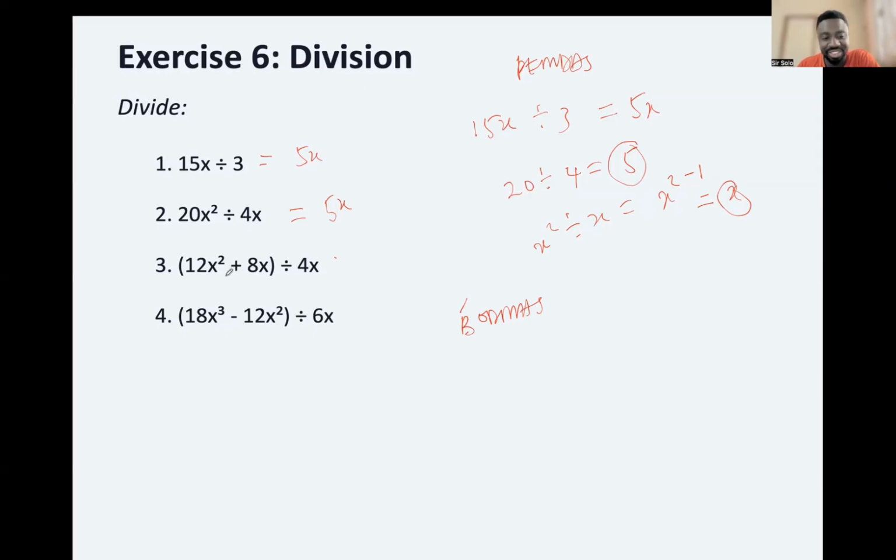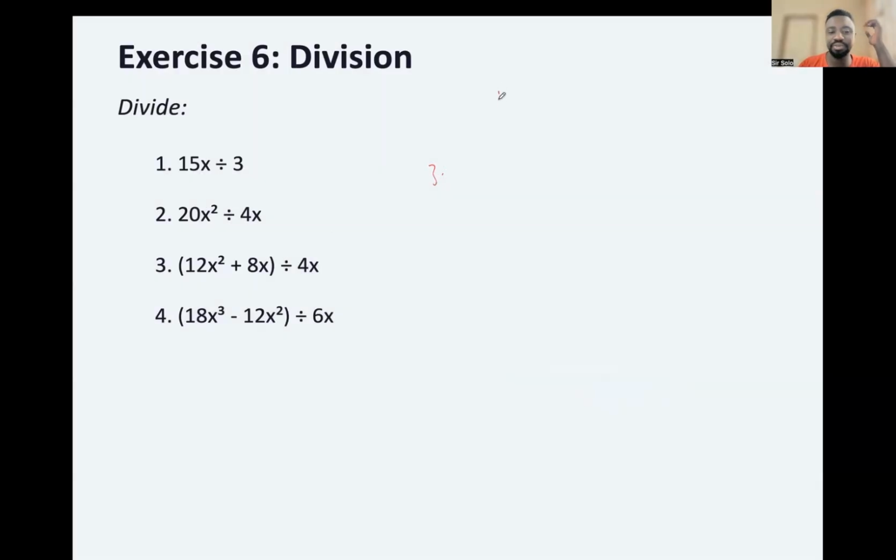The whole of this is divided by 4x. It's the same as (12x squared plus 8x) all divided by 4x. The 4x needs to divide both terms.